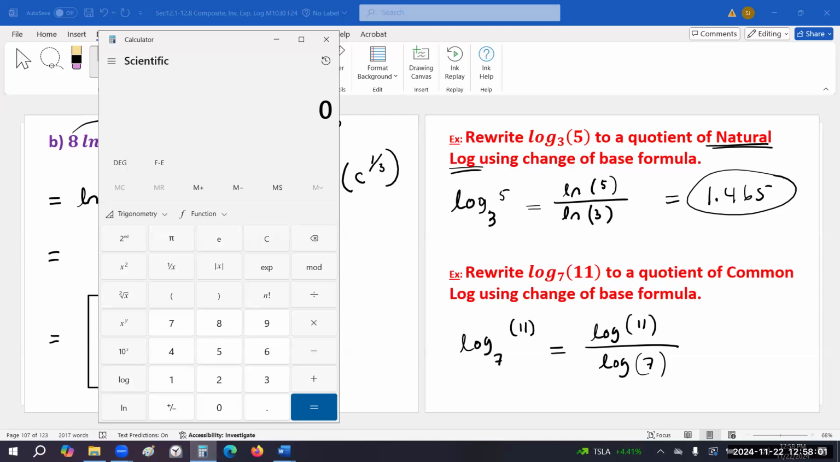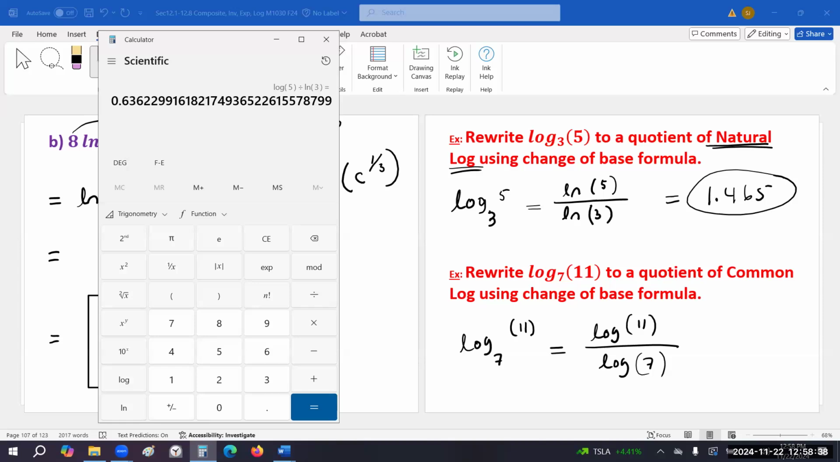Let me show you that. Clear. 5 log divided by 3 log. Same answer. But if you have one log and one ln, you're not going to get the same answer. Let's try that. Let's start with log 5 over ln 3. 5 log divided by 3 ln. See? Completely different answer. So log and ln, you cannot combine them.